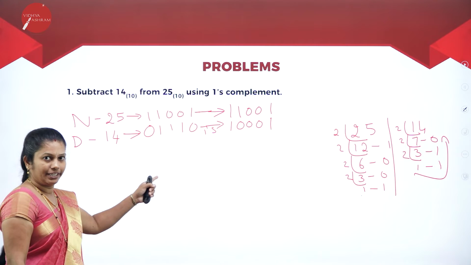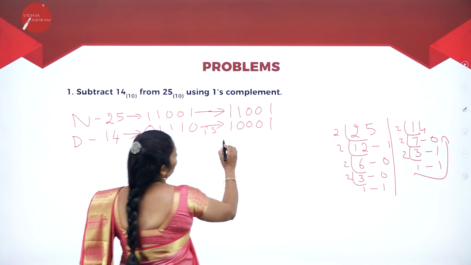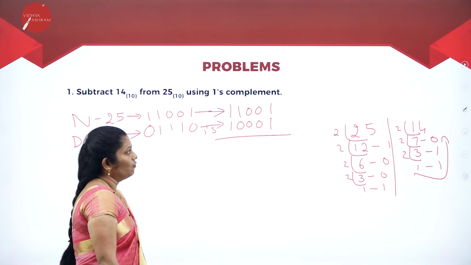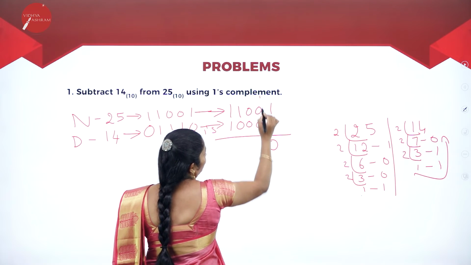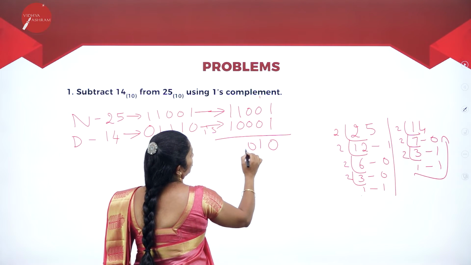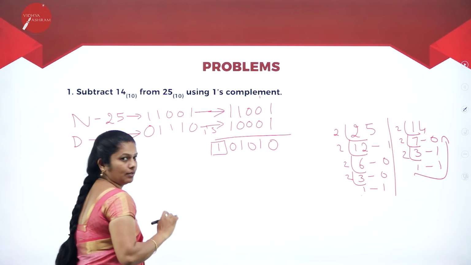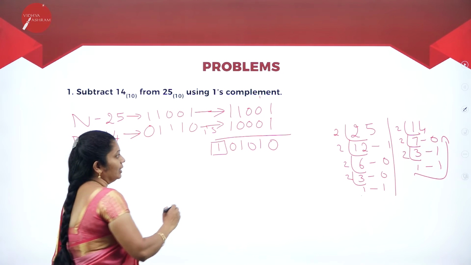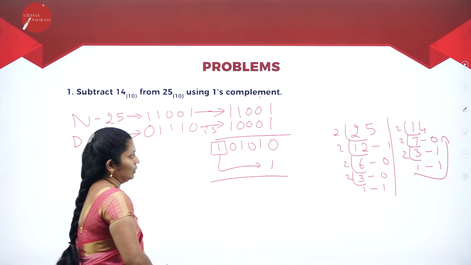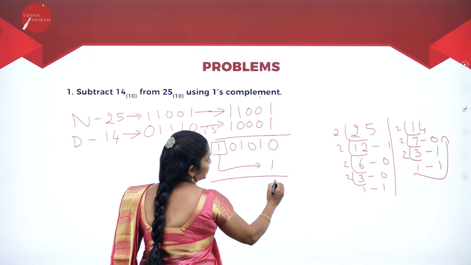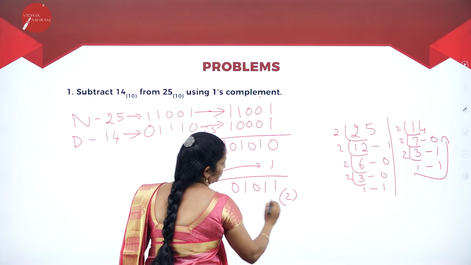First step, find the binary value. Convert the subtrahend value to 1's complement. Then add with the minuend. When you add 1 plus 1, what is the value? 1 plus 1 is 0 with carry 1. Then 1, 0, 1. Here 0 with carry 1. If you get an extra carry 1, then you have to add that to the result value. Then here 0 plus 1 is 1. Here 1, 0, 1, 0 in base 2.